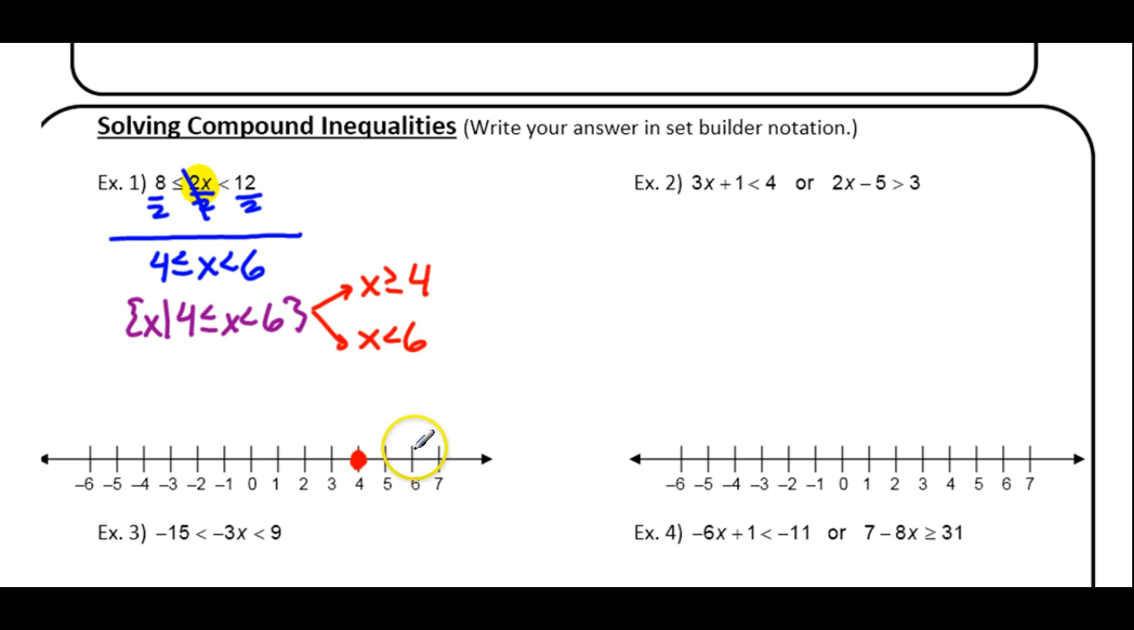Then I'm going to go to 6. X is less than 6, open circle, because 6 is not part of the answer. It's everything less than that. And because it's going to be greater than 4 and less than 6, it's going to overlap or intersect. Remember, that's a conjunction. There's our answer.